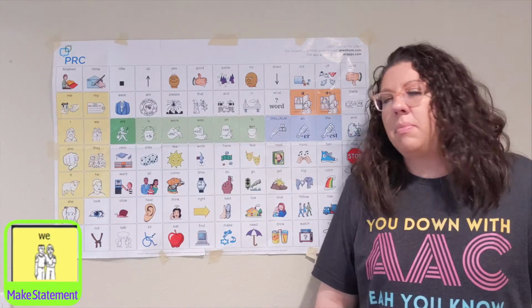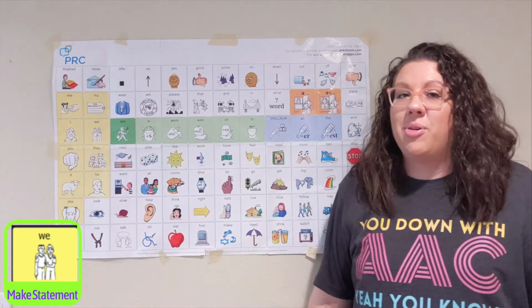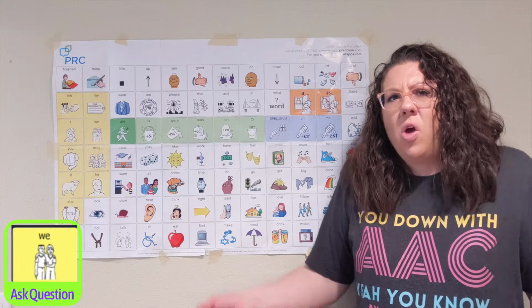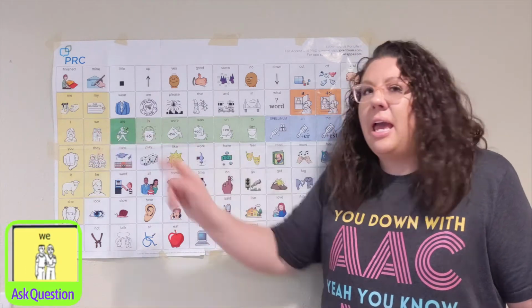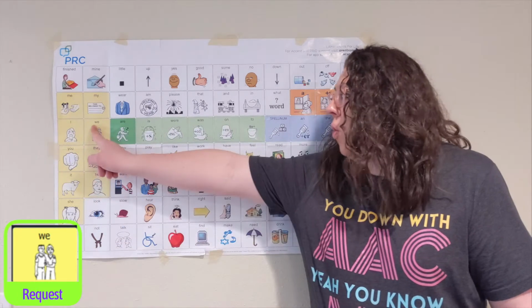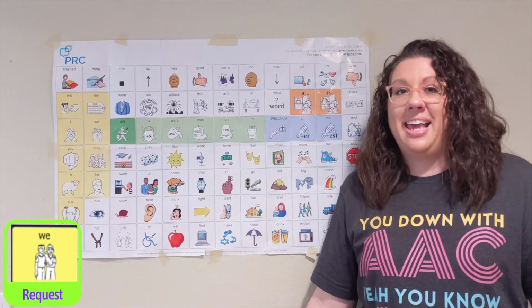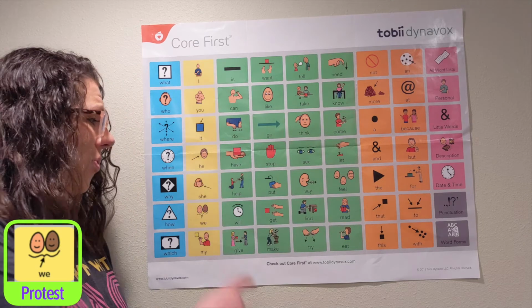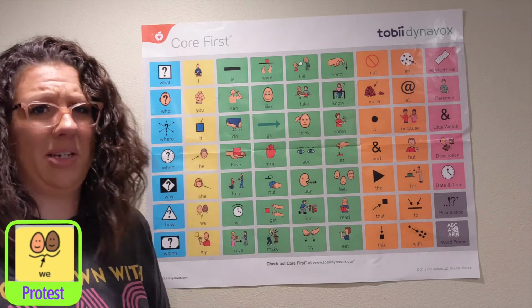Now let's use our word we for some different functions of communication. I could make a statement and say, we are going to the zoo today. I could use my word to ask a question and say, what are we having for dinner? I could use my word to make a request and say, we want to play a game. I could use our word to protest and say, we don't want to go to bed.